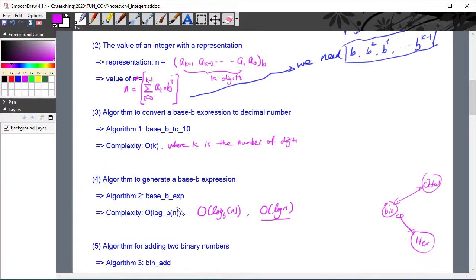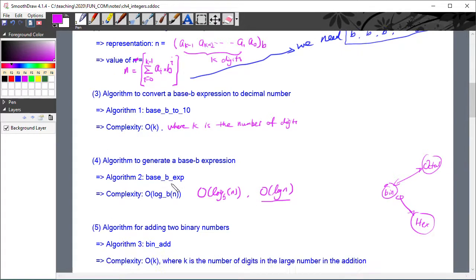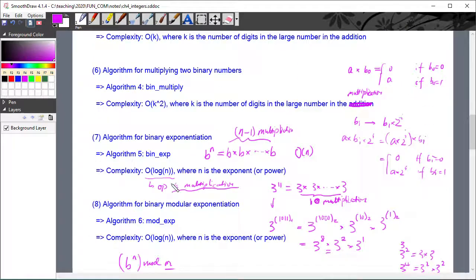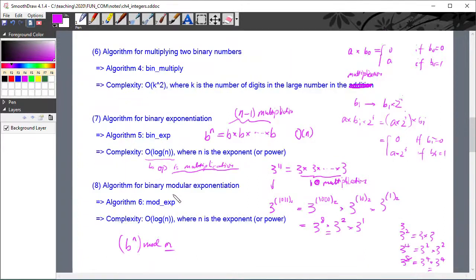And then we explained some algorithms. You can review previous parts of this video to see more details. And also for each algorithm, we discussed the complexity. And that's the end of this video.